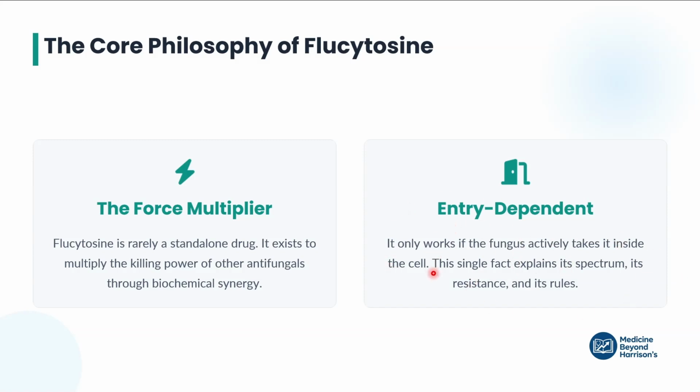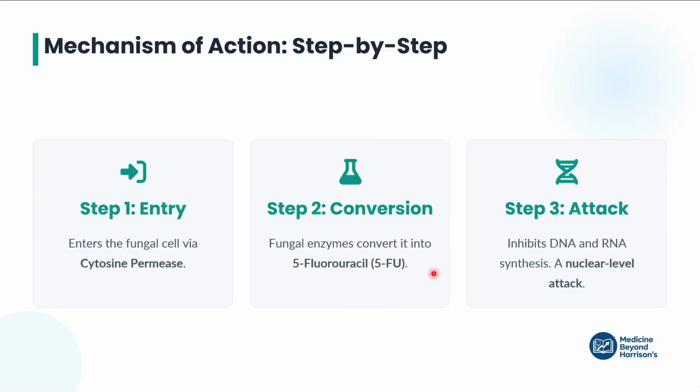When another drug damages the cell, such as liposomal amphotericin or cell wall inhibitors like echinocandins, then this might be useful. It goes into the cell and causes damage to the DNA and RNA. It mainly enters the cell via cytosine permease. Fungal enzymes convert flucytosine into 5-fluorouracil. 5-fluorouracil, we know, is a toxic molecule that inhibits DNA and RNA synthesis at the nuclear level. So it is a nuclear level attacker of the fungus.